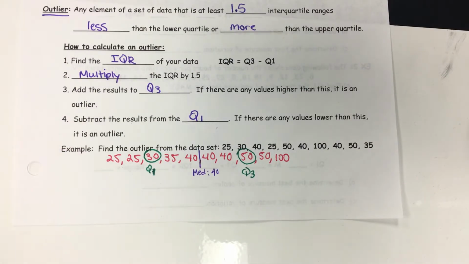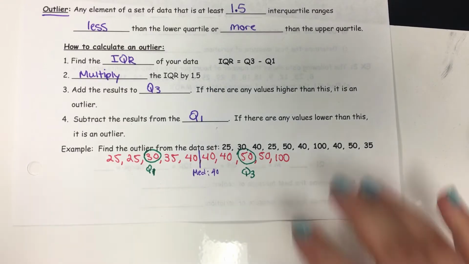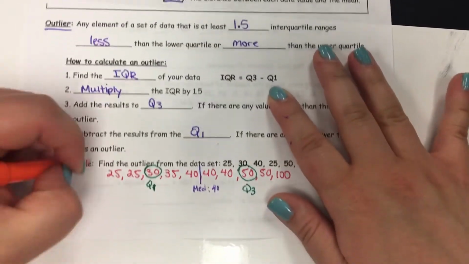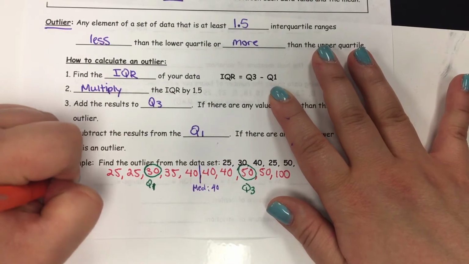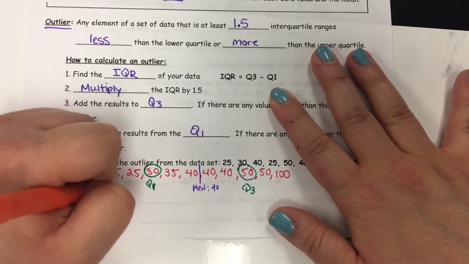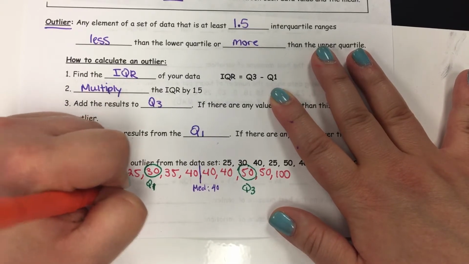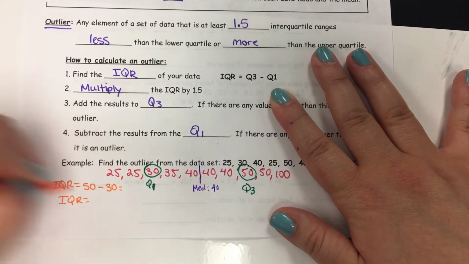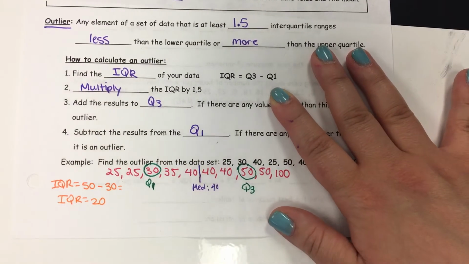Now my next step is to find the IQR. I find the IQR by taking the Q3 minus the Q1. So the IQR is going to be 50 minus Q1, which is 30. So the IQR is going to equal 20.